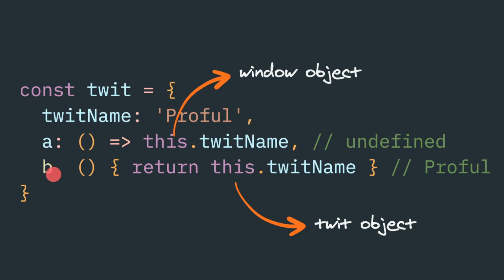But in the case of the shorthand object method syntax, this represents the tweet object itself. So this.tweetName will return the profile. Let's see that example in action.